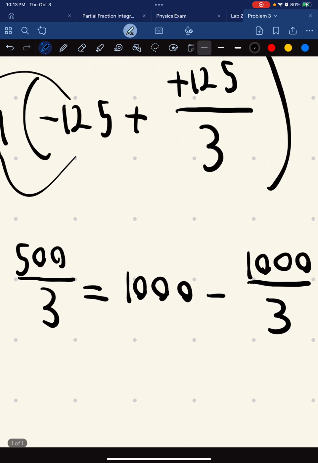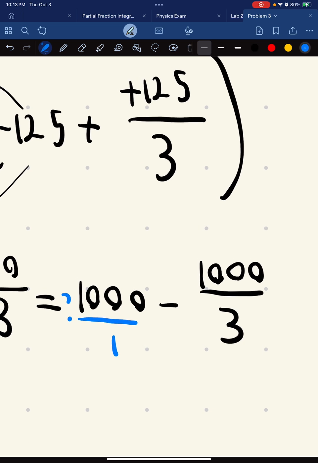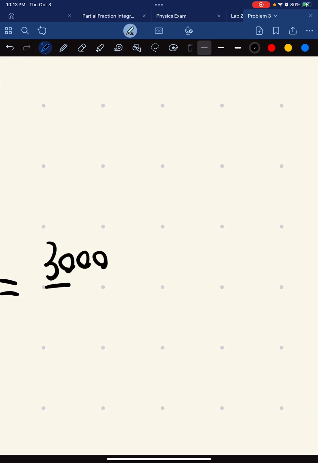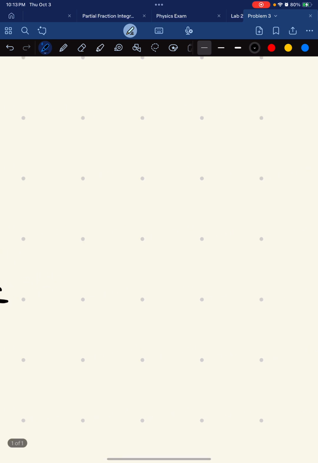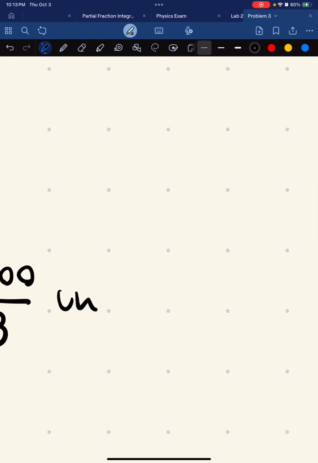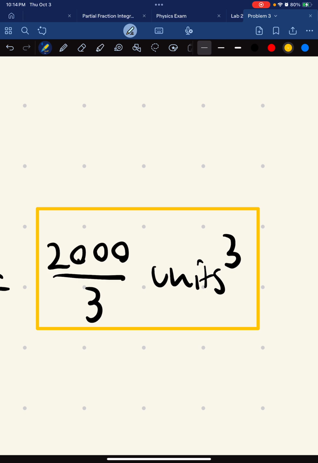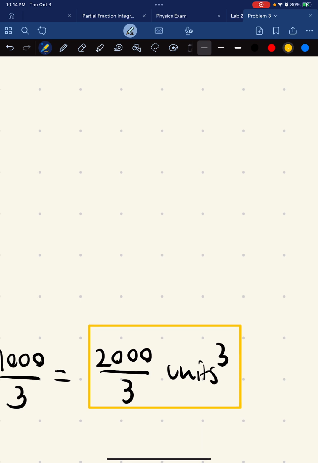1,000 over 3. And to subtract these values, we have to make sure they have the same denominator. So we're going to multiply the 1,000 by 3. So we're going to end up with 3,000 over 3 minus 1,000 over 3, and we're going to end up with 2,000 over 3. And then it's going to be units cubed. And this is a volume. So the reason why it is cubed, just to keep in mind, is that we're solving for the volume. So you're going to end up with cubic units. And that's it.